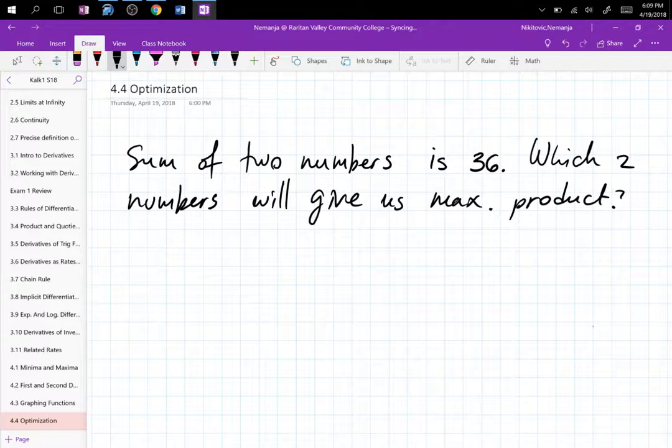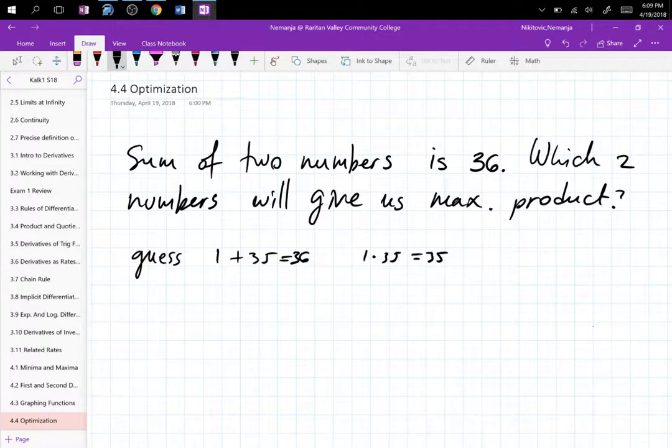I can pretty much guess anything. If you want to guess, go ahead. Clearly, 36 plus 0 gives a product of 0, so that's not going to work. But how about you guess 1 and 35? Because 1 plus 35 is 36, and if you multiply 1 times 35, you get 35.